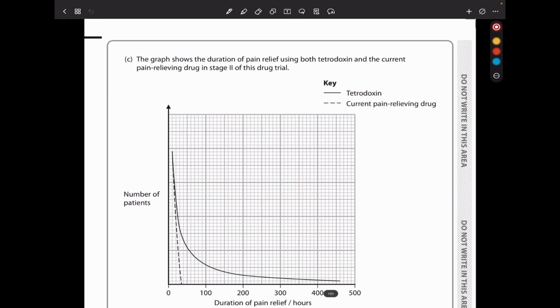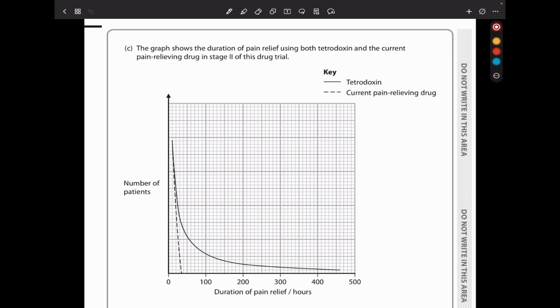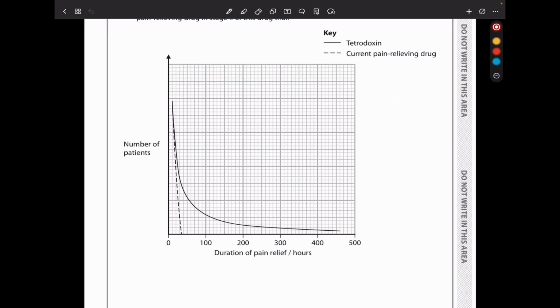In part C, the graph shows the duration of pain relief using both tetrodotoxin and the current pain-relieving drug in stage 2 of this drug trial. On the vertical axis, we have the number of patients, and on the horizontal axis, we have the duration of pain relief. We see the key, this is the tetrodotoxin, and this is the current pain-relieving drug. We can see that tetrodotoxin was more efficient in comparison to this one because the number of people with the pain relief were more overall.